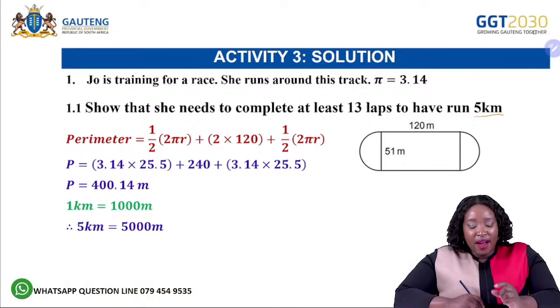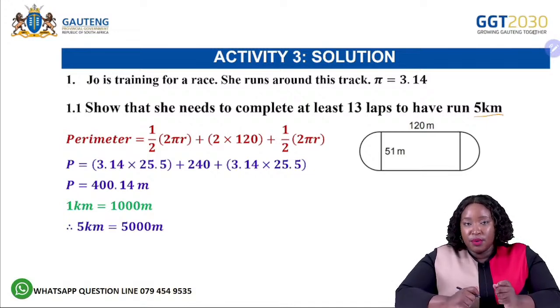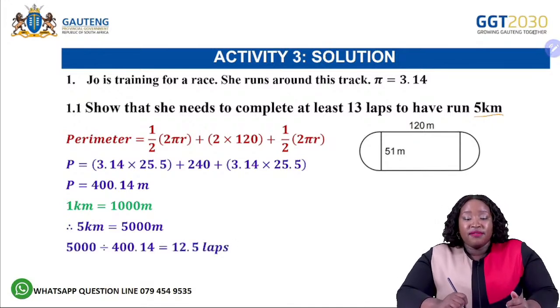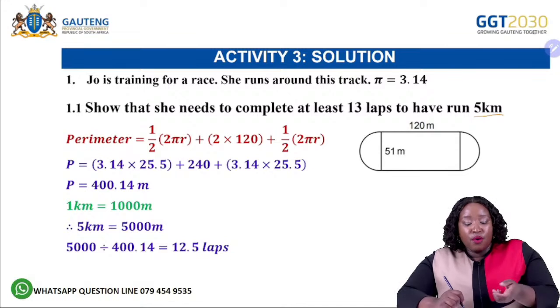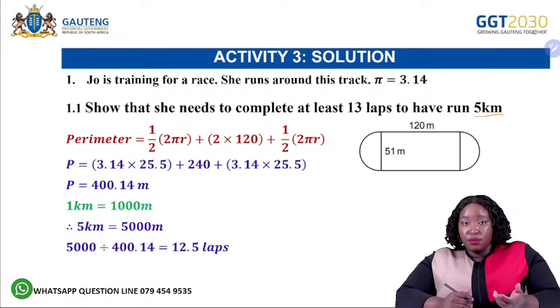The next part is to divide the 5,000 meters by the perimeter of one lap, right? And then that will give us the total number of laps in 5 kilometers. Do you understand? Right. So when we divide 5,000 meters by 400,14, we get 12 and a half laps. That is the total number of laps in 5 kilometers.